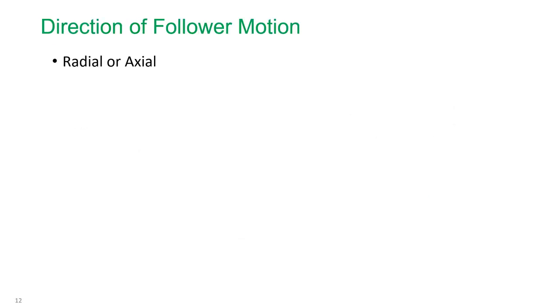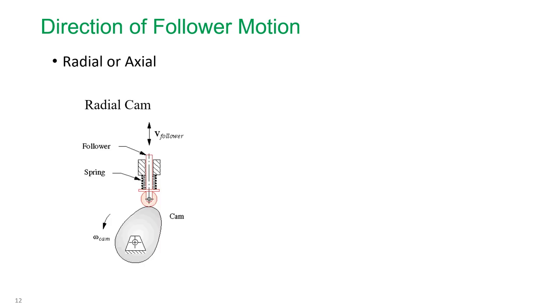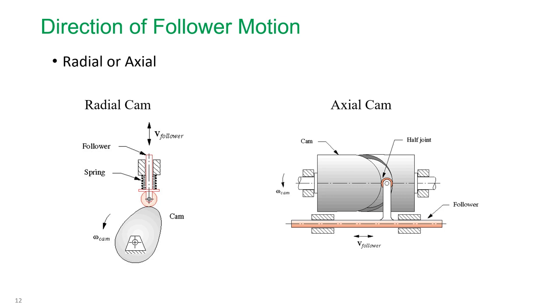So sometimes it is important for you to realize that the follower motion can also change the direction as well. In case of radial cam, it is going to be differently structured as it is structured in case of axial cam. In case of radial cam, if I may draw it over here, you can see the axis of rotation of cam is coming out of the board. So this is something like this, that it is coming out of the board.